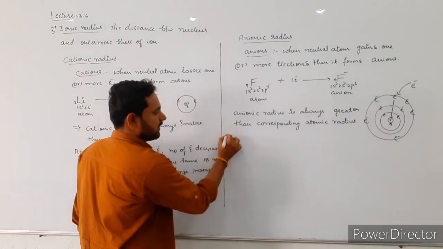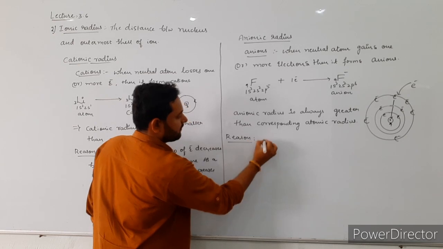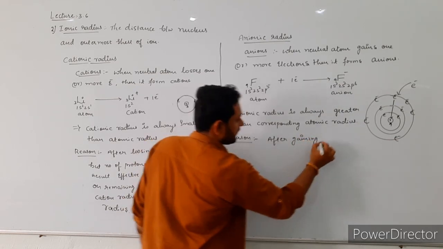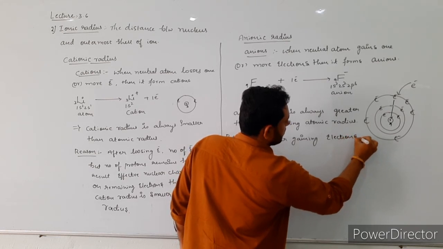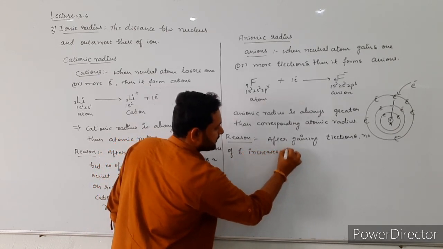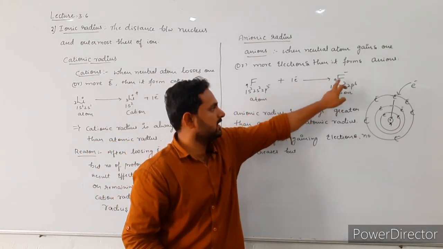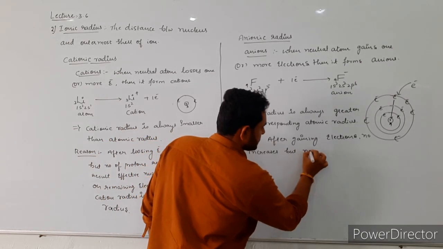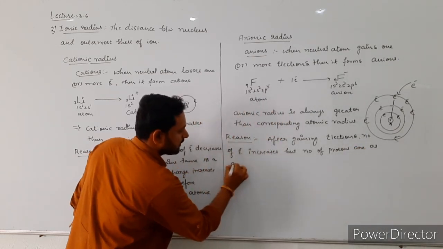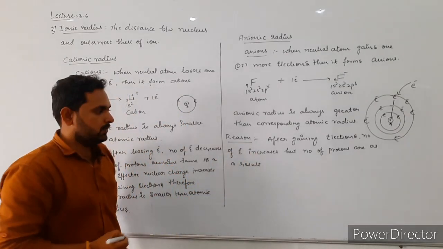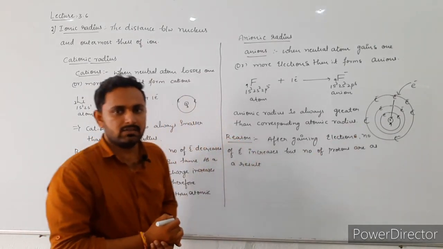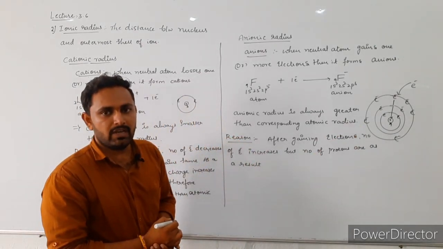Why? What is the reason for this? The reason is, after gaining one electron, the number of electrons increases, but the number of protons is the same. As a result, what happens? Due to more electrons and fewer protons relative to them, there will be more repulsion between electrons. Due to more repulsion, what happens? Size increases.